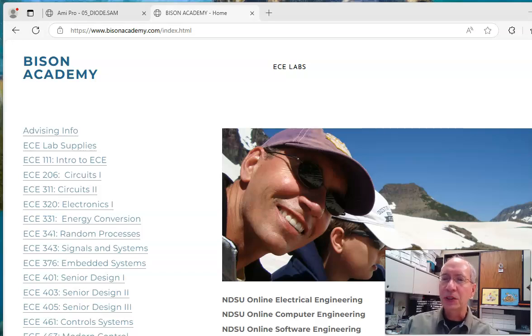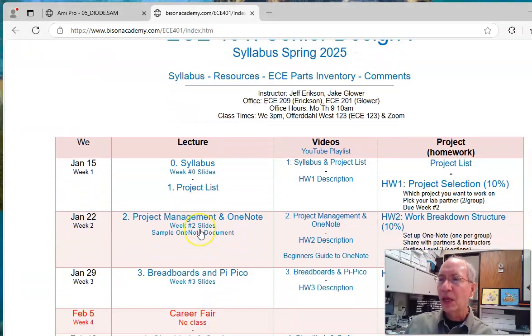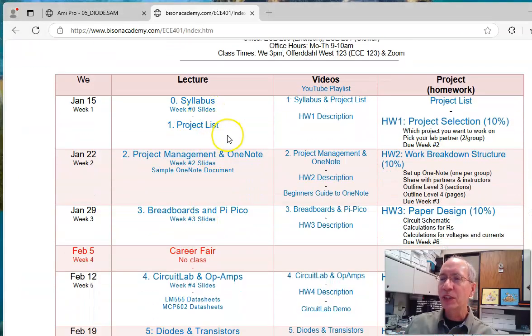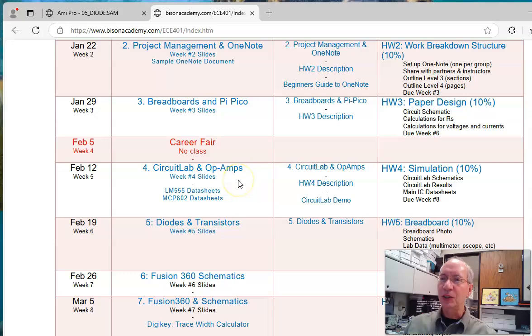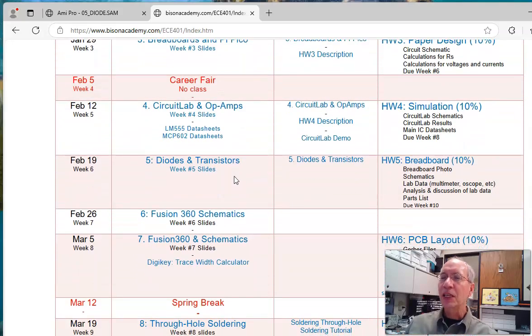One way to get to this course is go to Bison Academy, the semi-official website for the Electrical Computer Engineering Department. Go under Senior Design 1, and what we've done so far is we've looked at the project management OneNote, kind of a review or preview of using microprocessors in your design, a review of circuits using op amps, voltage nodes, current loops, different types of op amp circuits. Today looking at diodes and transistors.